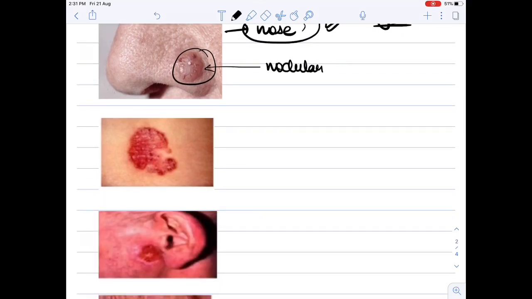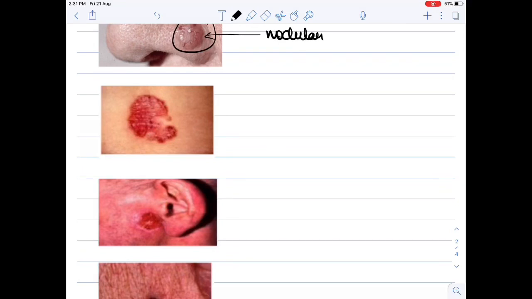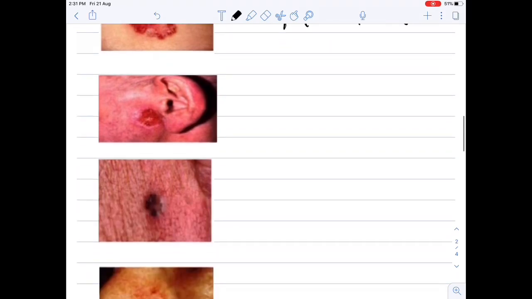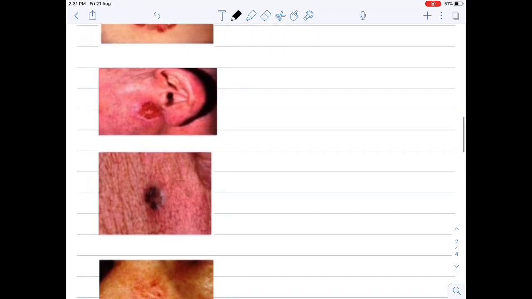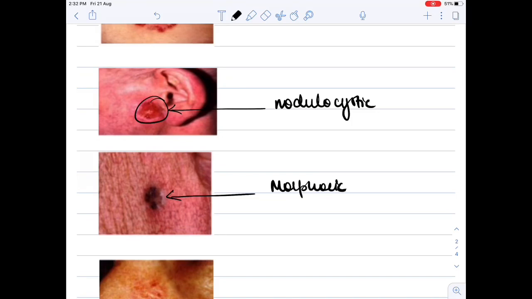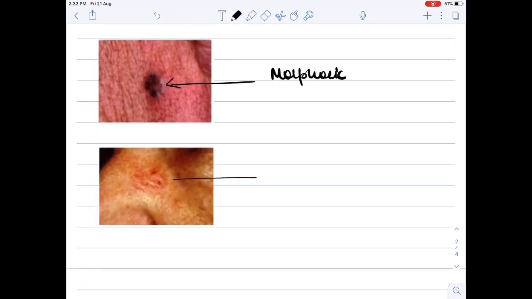The second type, we can see that it does not have a vertical spread, it is mostly spreading horizontally, therefore it is a superficial type. Superficial spreading type. This one here shows growth that has both nodular and cystic, which is very inflamed. This is known as the nodulocystic type, and this shows morphoeic type. This is slightly indented, which is known as the ice pick type.